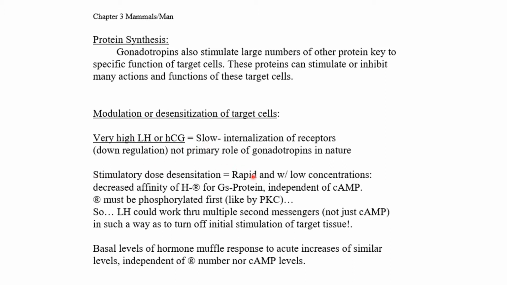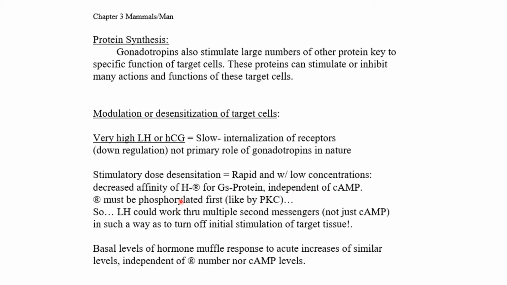Okay, and the first thing that can happen is there's a decreased affinity for the hormone by the receptor, and you can have a decreased affinity of the hormone receptor complex for G proteins. So first of all, the hormone receptor can be internalized. There can be less affinity of the receptor for the hormone, or there can be less affinity of the hormone receptor complex for G proteins. So G proteins could fall off. Well, these are independent of cyclic AMP.